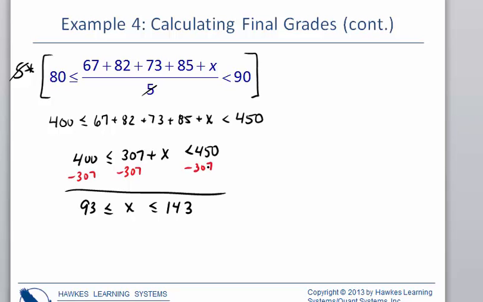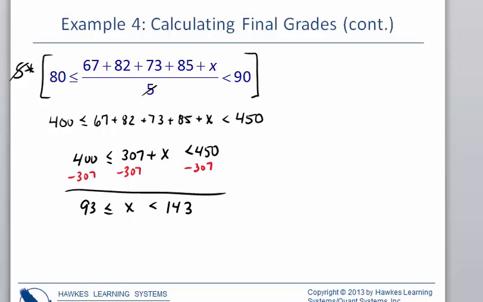So what this tells me is that her score on the 5th test needs to be between 93 and 143, but we know that they've already told us that the test scores cannot be more than 100, and so in actuality, her test score needs to be between 93 and 100.